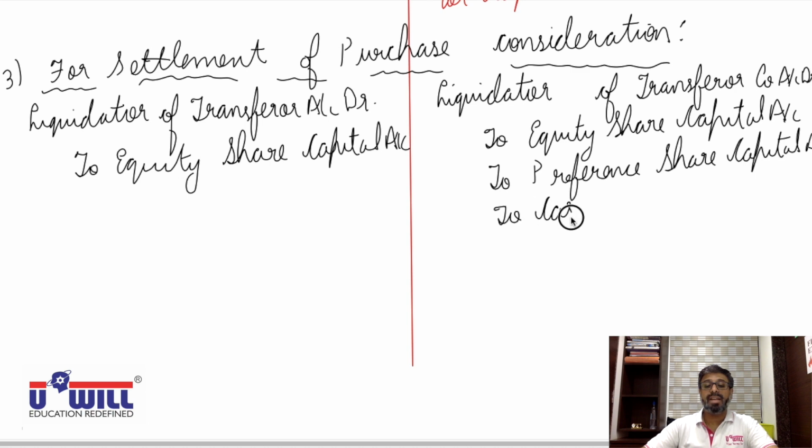Because of the nature of merger or purchase, in the pooling of interest method you give only equity shares, so to equity share capital account. But in the purchase method of accounting, you may give equity shares or preference shares or even cash. So you can have to equity share capital, to preference share capital, to cash or bank, and securities premium and discount depending on the question.